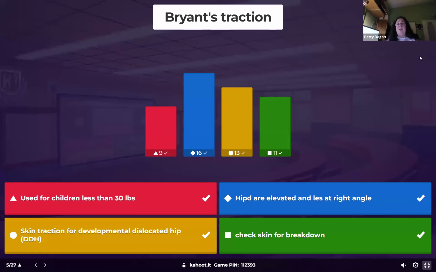So remember, Bryant's traction is used for hip dysplasia. It's for children. It has to be less than 30 pounds. And you're at a right angle, but the butt has to be a little bit off the ground. And that's how it is done.